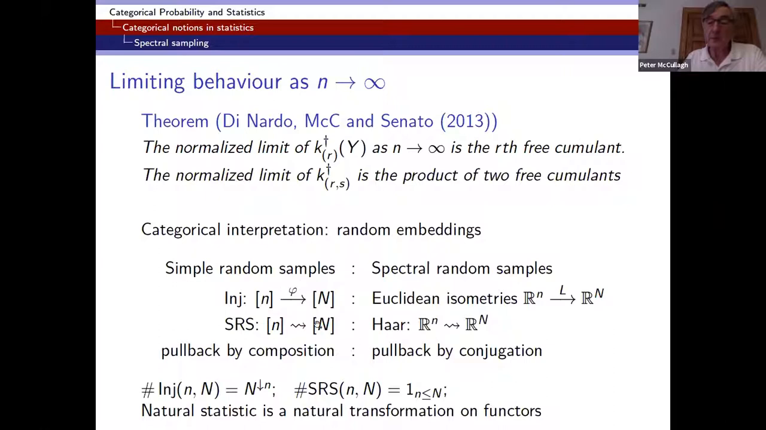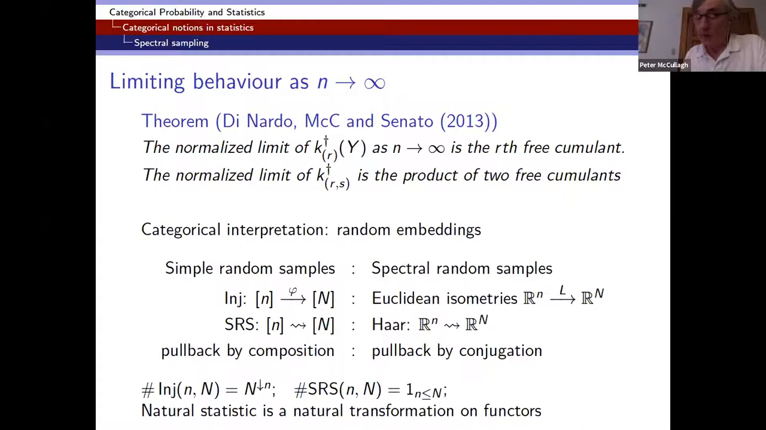You can think of that in the same way for spectral samples. The maps that are involved there are Euclidean isometries, from a small dimensional space into a larger dimensional space. So these are Euclidean spaces. And then there is a notion of a uniform random way of doing that, which is related to the Haar measure on the bigger space. So in one case, the observation is the pullback of this map by composition, either of the fixed map or of the random map. And in the other case, you're talking about matrices, and the pullback is by conjugation. Okay, so that's basically all I have to say about sampling.